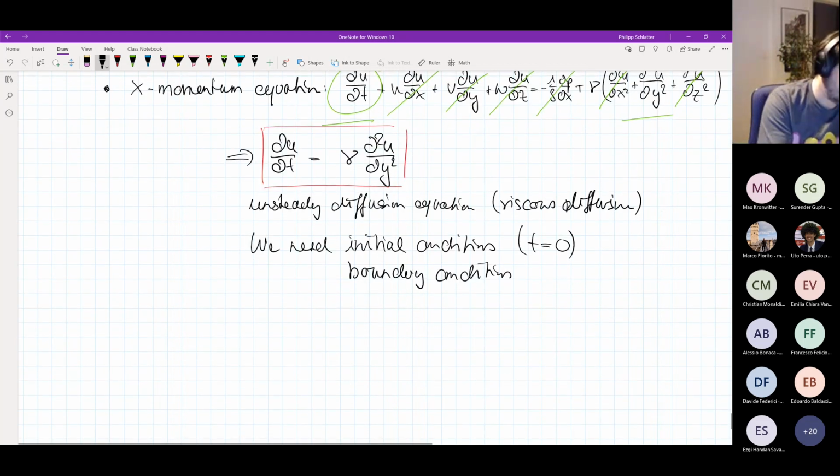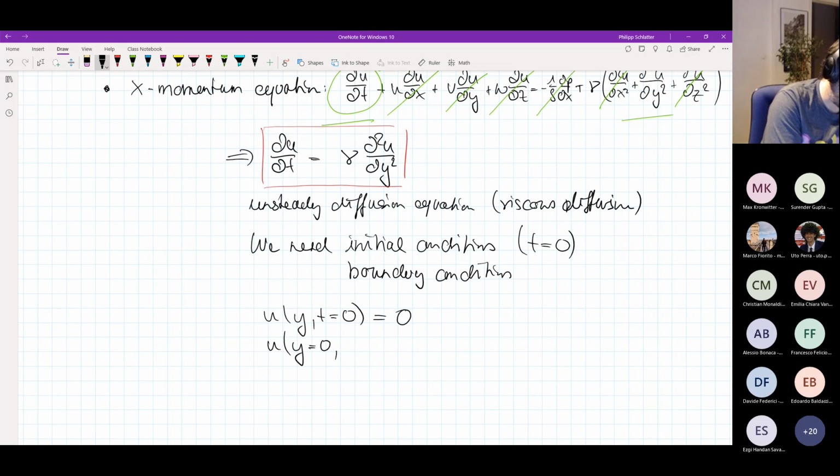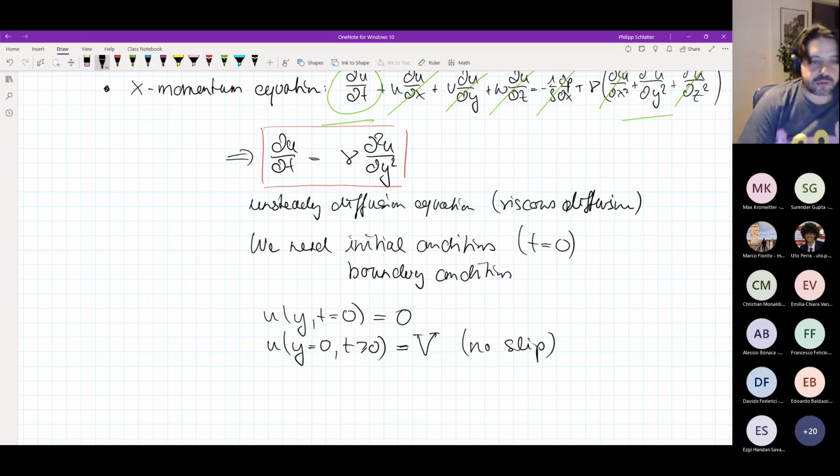So these conditions, initial and boundary conditions, are as follows: u at y comma t being 0 is 0. That's my initial condition. And my boundary condition is u at y being 0 and t larger than or equal to 0 would be this capital V. That's this no-slip boundary condition.